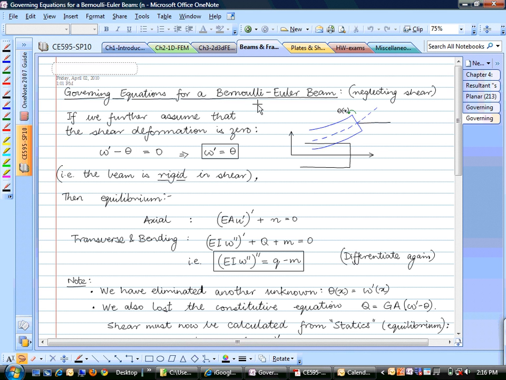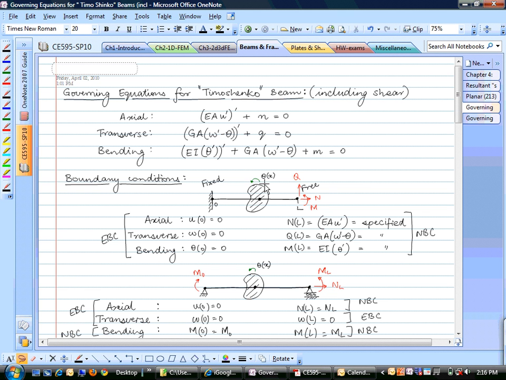And this theory is called the Bernoulli Euler beam theory, where we actually neglect the shear deformation. Here we say that once you give me u and w, I already know theta. So if you remember in this problem, we needed to find u, that is the axial displacement of the centroid. We needed to find w, which is the lateral displacement of the centroid line, and we needed to find theta, which is the rotation of every cross section.